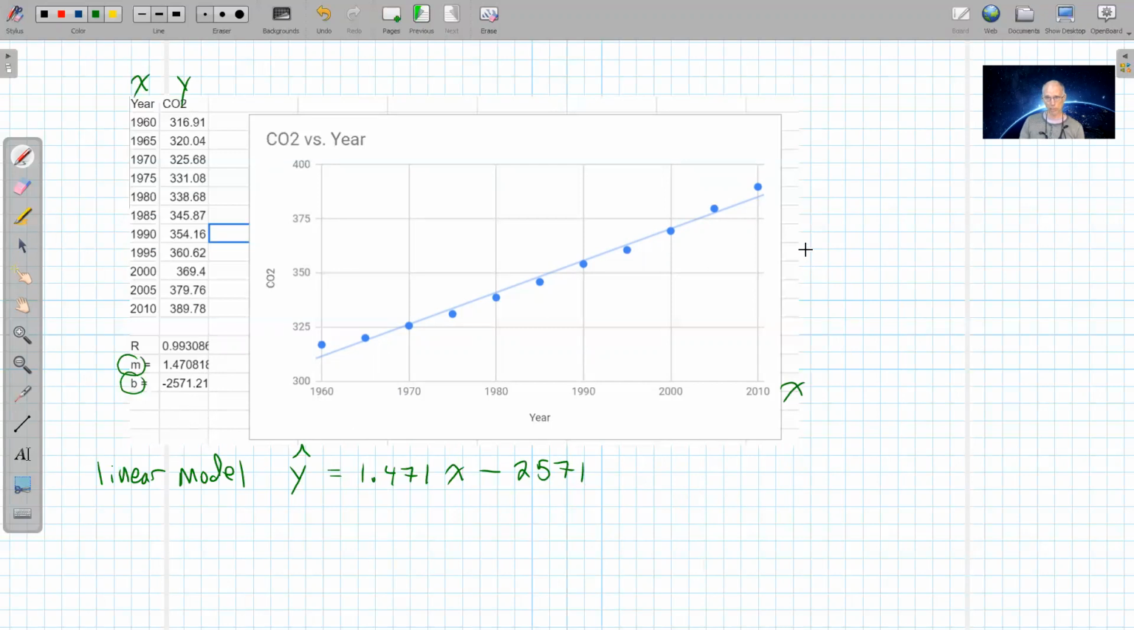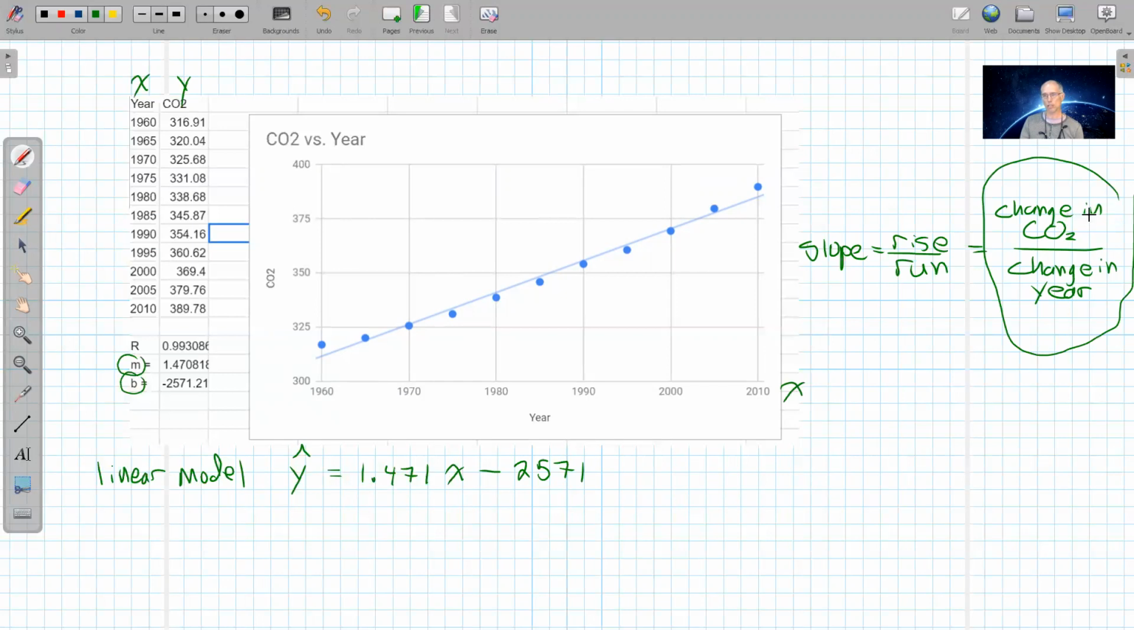Slope, what does the slope mean? To interpret the slope, I usually just remind myself that slope is rise over run. And then I ask myself, well, what's rising here? Okay, well, that's the CO2. So the rise means a change in CO2. The run is just a year, so the run is a change in the year. And the reason I'm writing this down in detail like this is I need this information right here to write a sentence about what the slope means.